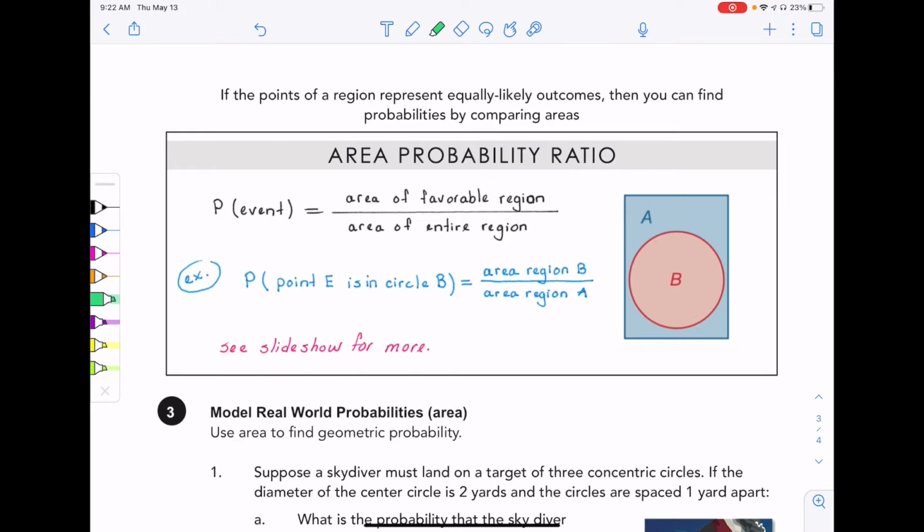Okay, next we're looking at the area probability ratio. So very similar to the previous examples we went over, but now we're dealing with area. So we will be looking at the probability of an event happening in a favorable area, and the equation is going to be the favorable region divided by the entire region. So for my example, I said, what is the probability that point E is going to be in circle B? So I need to find the area of circle B and the area of the rectangle A, and that will be my ratio.